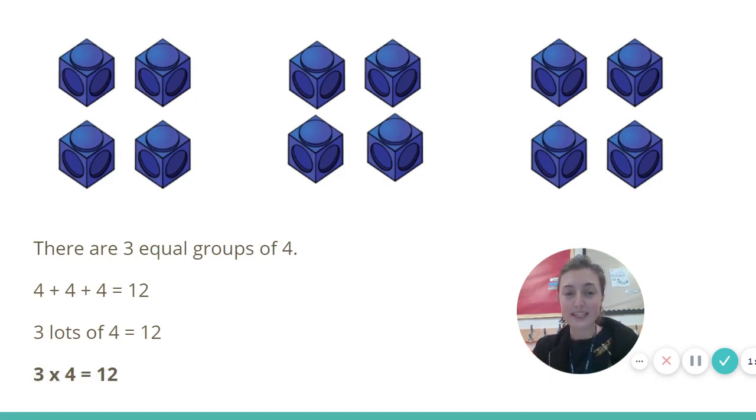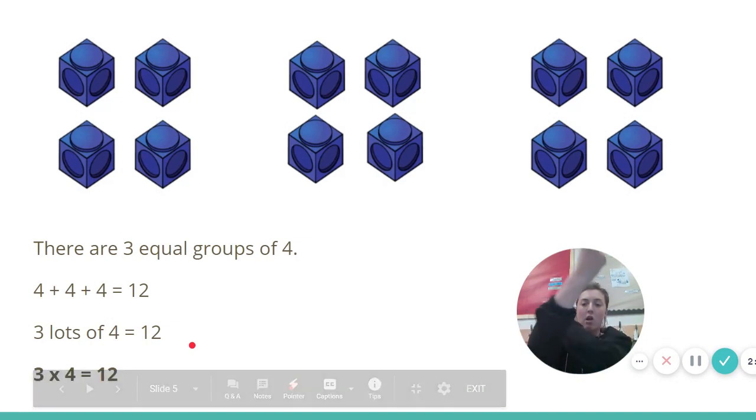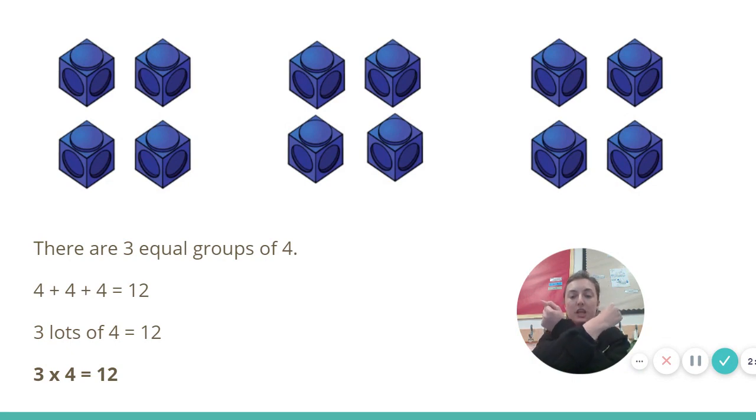Now, another way we could say that is to say that we have 3 lots of 4. Instead of saying 3 groups of 4, we can call it 3 lots of 4 because look, I've got 1, 2, 3 lots, 3 groups of 4. And if I wanted to write that as a number sentence, that's a bit shorter than our addition sentence, I would use the multiplication symbol to say lots of. I've got 3 lots of 4, which equals 12, so I can write that as 3 lots of 4 with my multiplication symbol. And you could even do the hand movements to help you. 3 lots of 4.